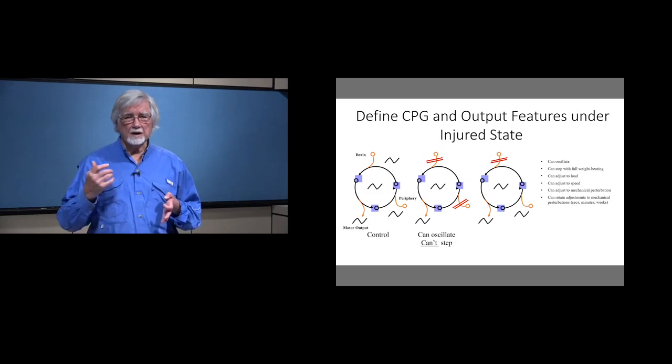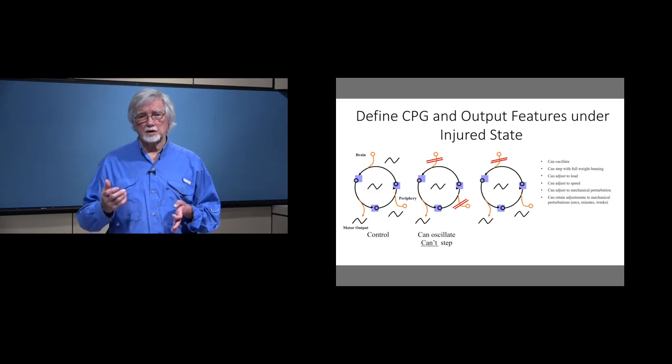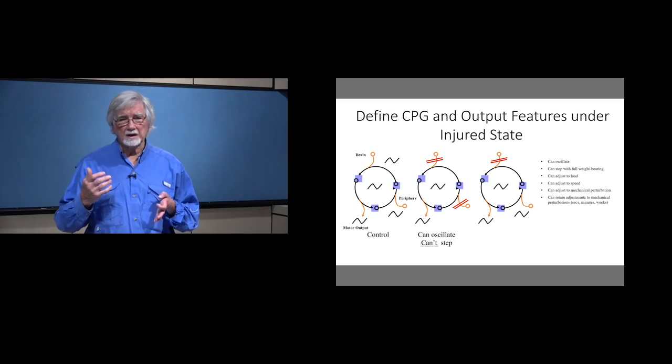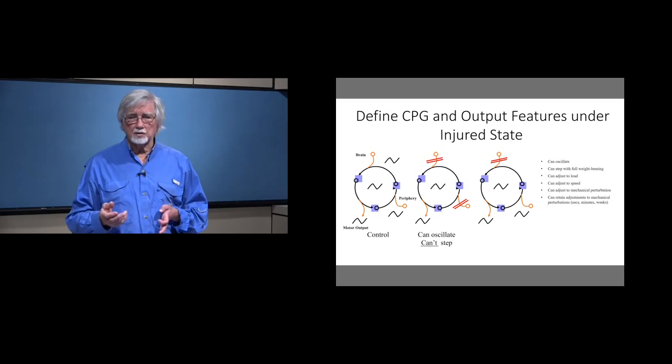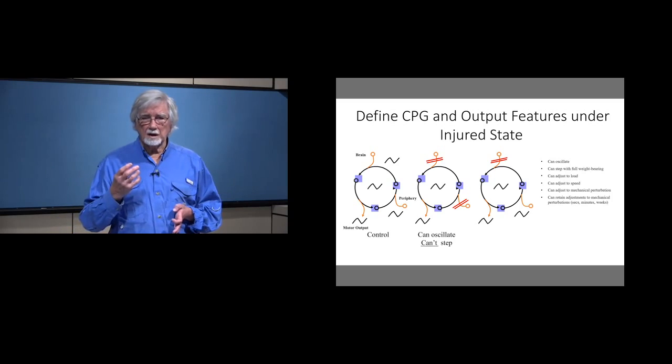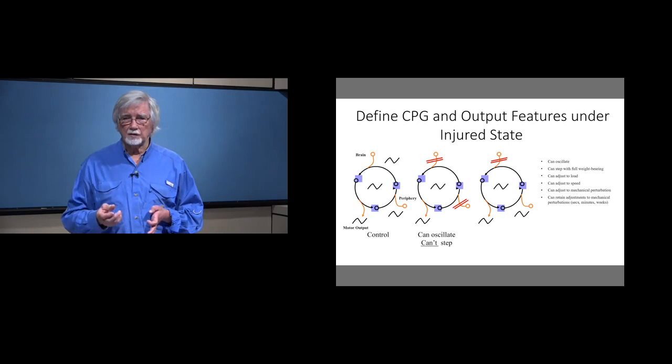Now, if you eliminate input from the brain, as shown in the middle, and you also eliminate the sensory information, this system can generate central pattern generation and oscillate, as I've already shown you.